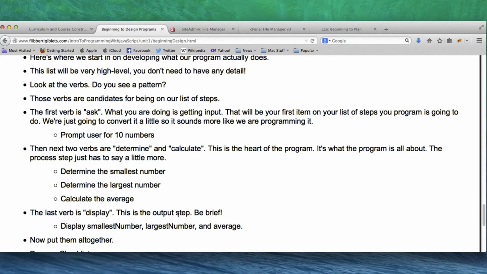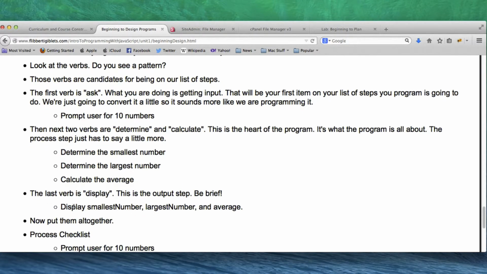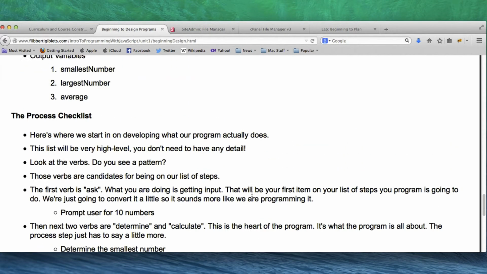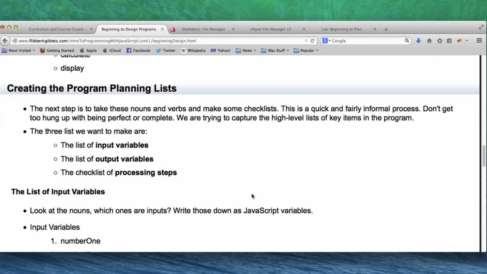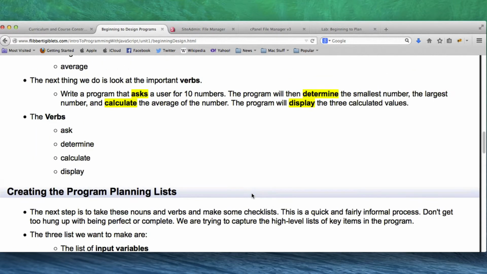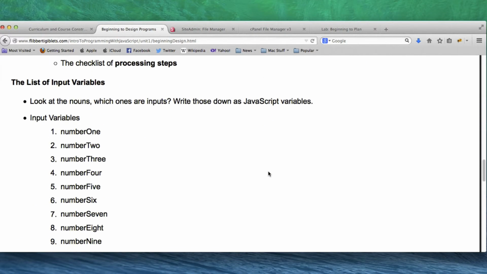The last verb that we have is called display. This is the output step. So all we really want to say here is display smallest number, largest number, and average, because what did our statement say right here? It said the program will display the calculated values. What are the calculated values? Smallest number, largest number, and average. Awesome.